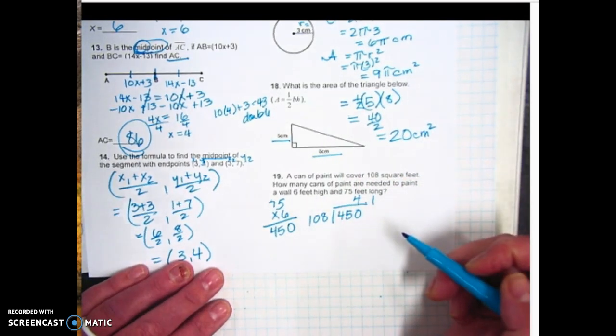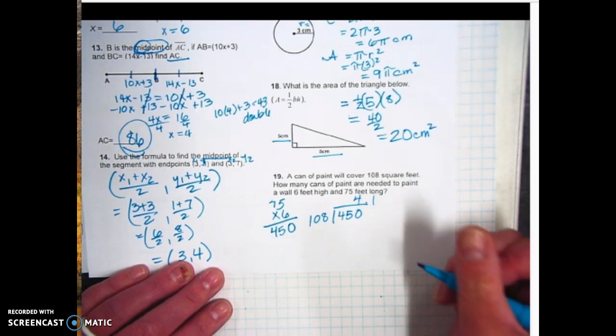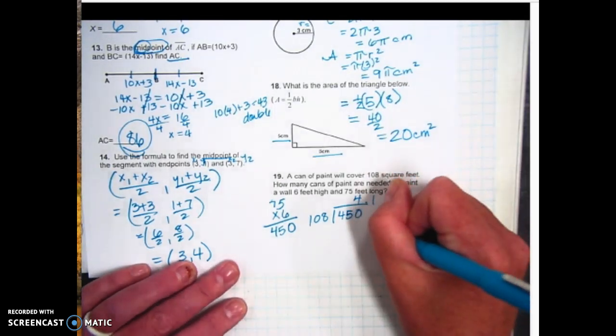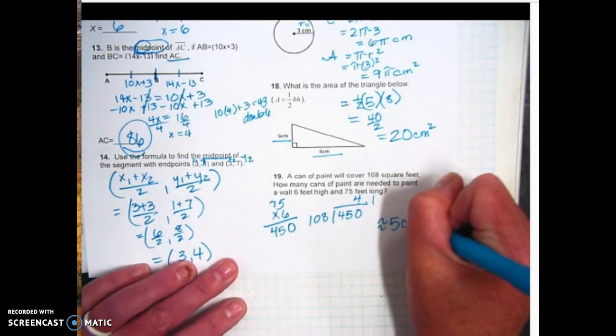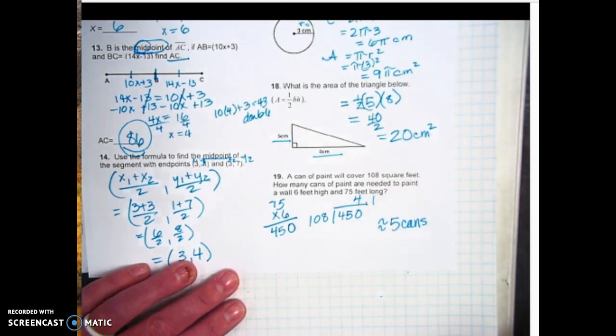But when you go to Home Depot, can you buy 4.1 cans? No, they want all your money. So you have to actually round up and get 5 cans. Because if you get 4 cans, you're not going to have enough paint.